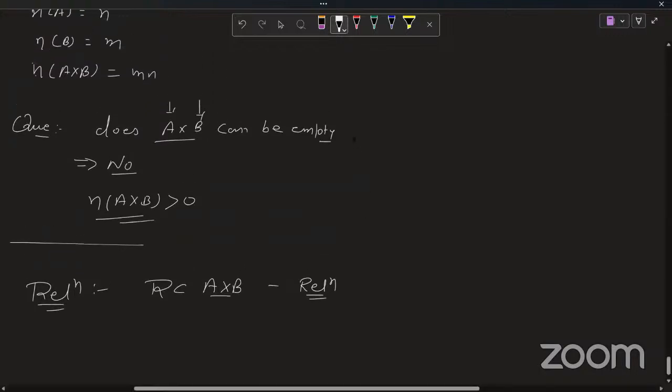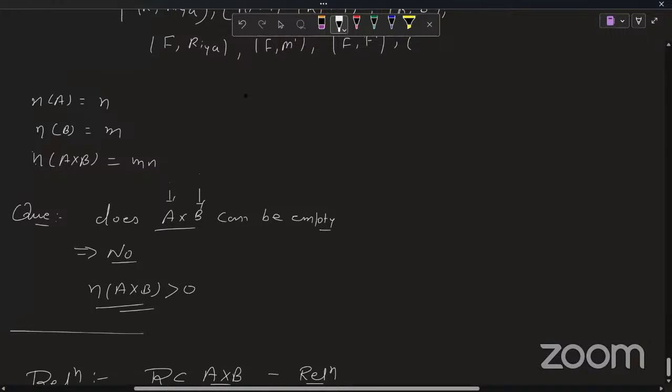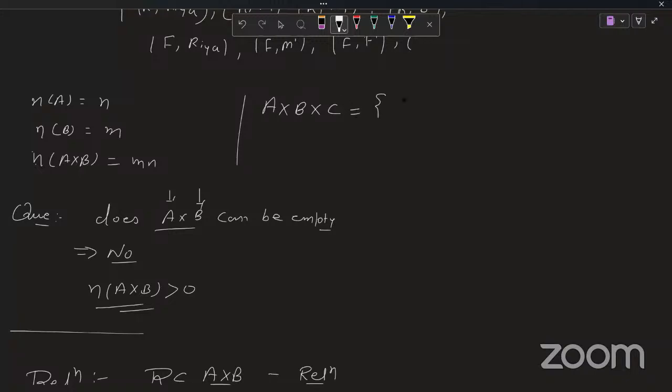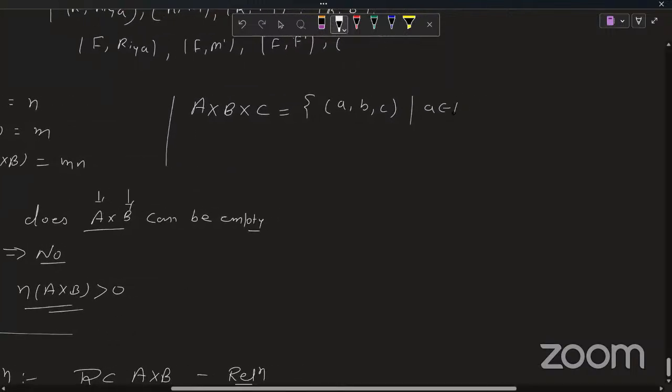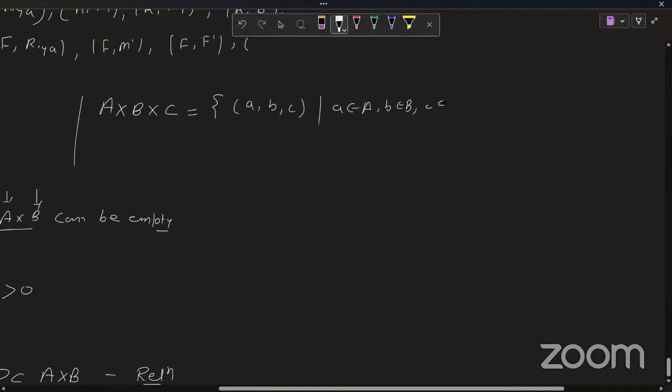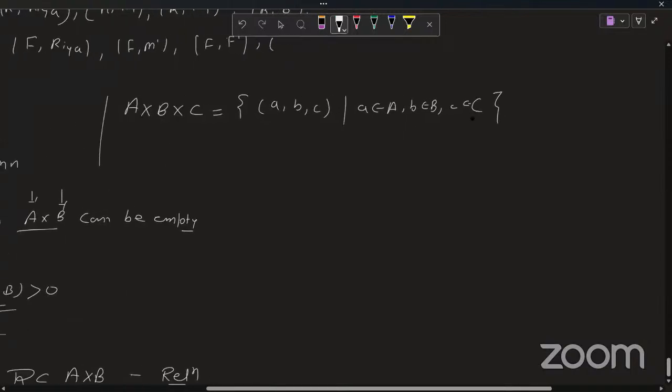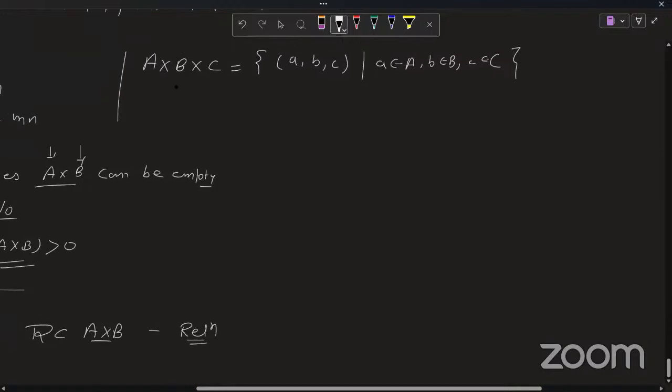Okay. Now here itself, I forgot to mention that you can define A cross B cross C itself. Yes, Cartesian product of three sets. Just a minute, I will just define this. This is basically A, B, C. Here I will take triplets, where a is coming from A, b is coming from B, c is coming from C. You can define it like this. You can take n sets as well.